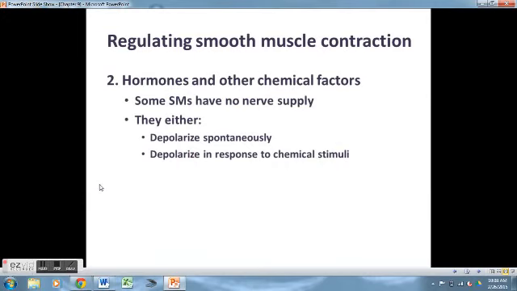Now, hormones can also cause smooth muscle to contract because some smooth muscles don't have a nerve supply at all, and they're either going to depolarize spontaneously, which skeletal muscle cannot do, or they're going to respond to some sort of chemical stimuli, whether that is hormones or the level of some other substance in the blood.